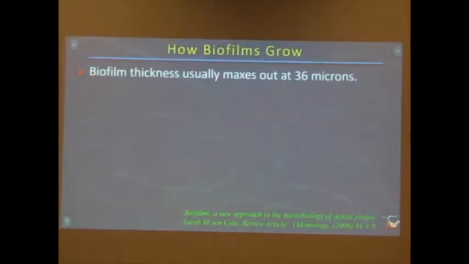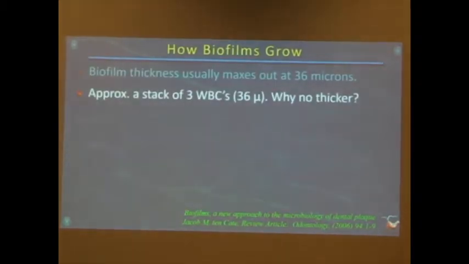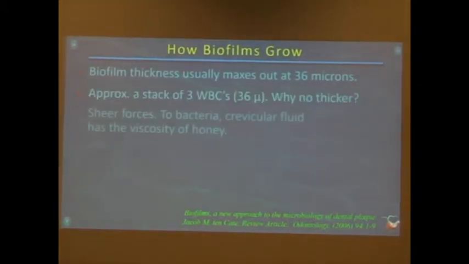Biofilms usually max out at about 36 microns. That's three times the diameter of a white blood cell. Why don't they get any thicker? Turns out it's crevicular fluid flow that is the problem there. To a bacterium, this slow wash of crevicular fluid oozing out of the pocket is like a tsunami. It just wipes away anything that isn't very firmly attached. And you can only go up about three stories of bugs before things start getting loosely attached.